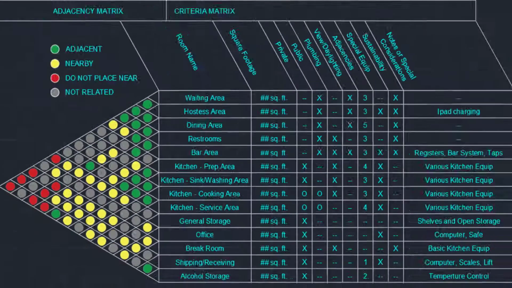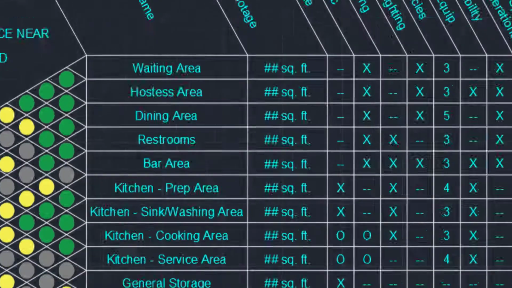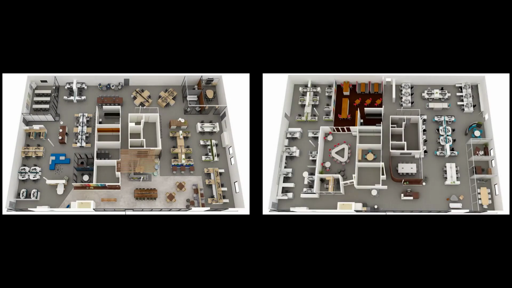The adjacency and criteria matrix helps you get the general idea of how the space is going to be configured, but there is more than one way to configure a space. Meaning a building might have 7 rooms, but those 7 rooms could be placed very differently within the building, and their placement can have different outcomes for better or worse.